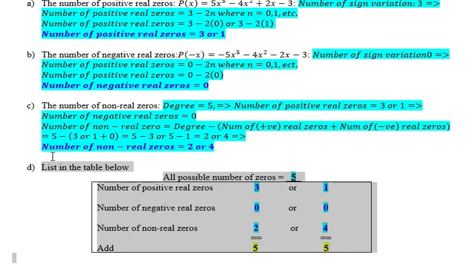Then list in the table below all possible numbers of zeros. It is 5, because this is x to the 5, the highest degree. The number of positive real zeros, we say it is 3 or 1. The number of negative real zeros is 0 or 0. The number of non-real zeros is 2 or 4. Then add: 3 plus 0 plus 2 is 5, and 1 plus 0 plus 4 is 5.